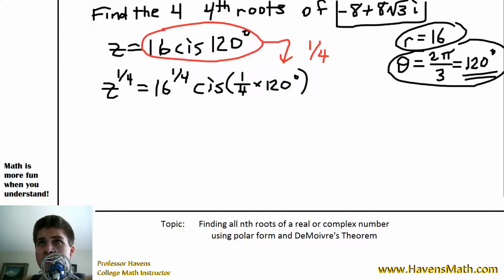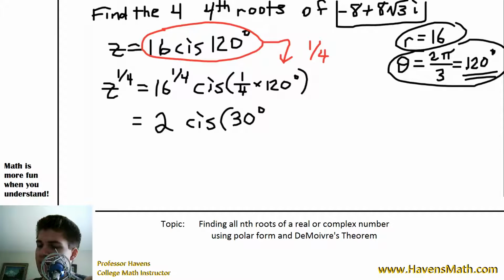And so what that would get us, well, the fourth root of 16 is 2. And for 1/4 times 120, 1/4 of 120 is just going to leave us with 30 degrees. And so we're going to have 2 CIS 30 degrees. And then this will be our first solution, our first root. So this is going to be number 1.